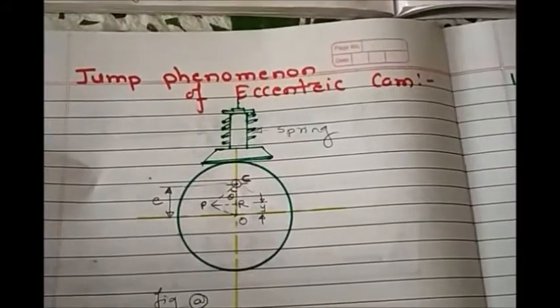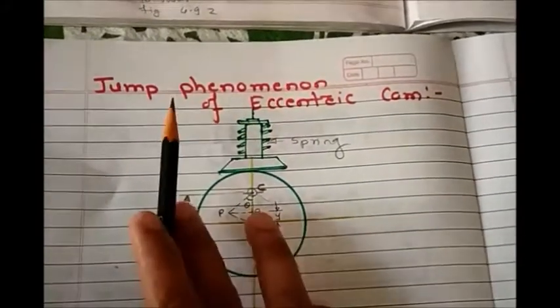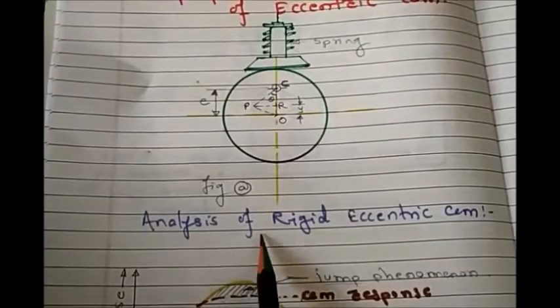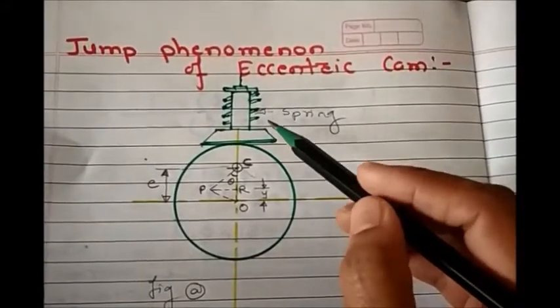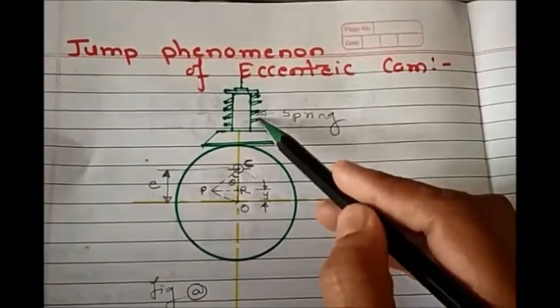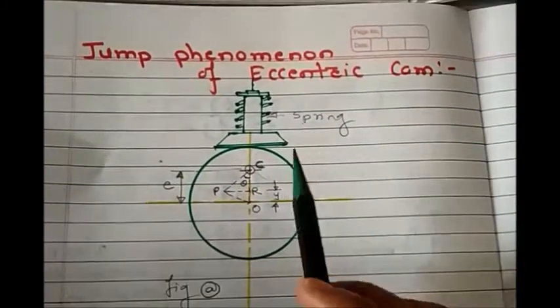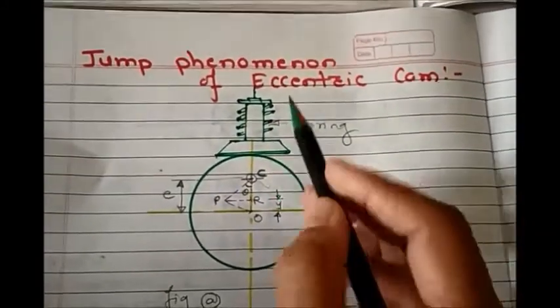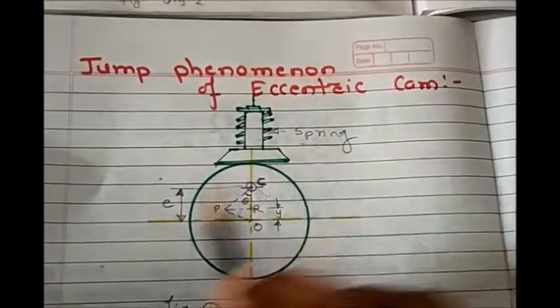Hello everyone, let's start a very important topic from the unit of cam and follower, that is jump phenomena of an eccentric cam, or analysis of rigid eccentric cam. Now we know that in a cam and follower arrangement, the follower should contact the cam surface during working conditions. For this purpose, the follower is kept pressurized against the cam surface using a retaining spring.